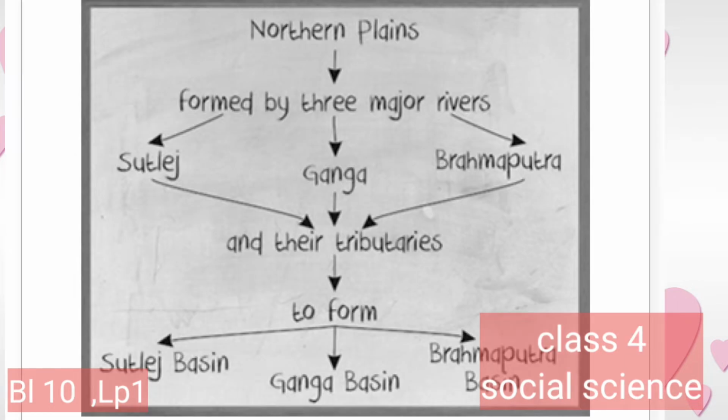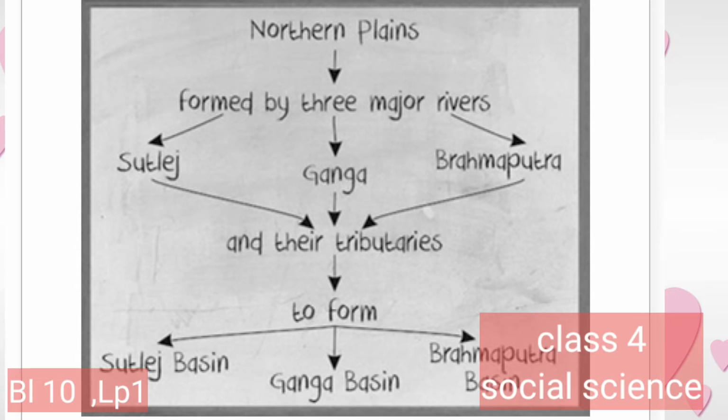Okay, many rivers flow through the plain. The important ones are Satluj in the west, the Ganga in the center and Brahmaputra in the east. Now we can understand which are the important rivers that flow through Northern Plain. Satluj in the west, Ganga in the center and Brahmaputra in the east. All the other rivers join these main rivers and are known as tributaries.